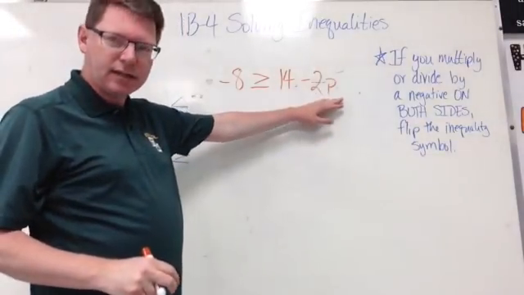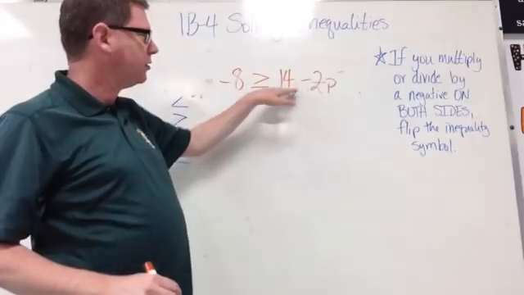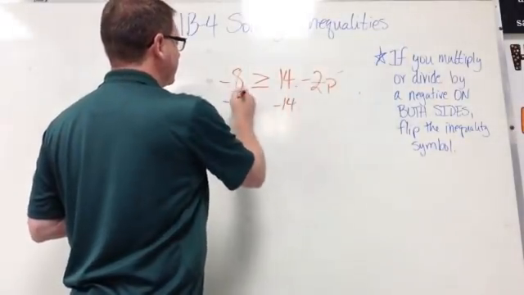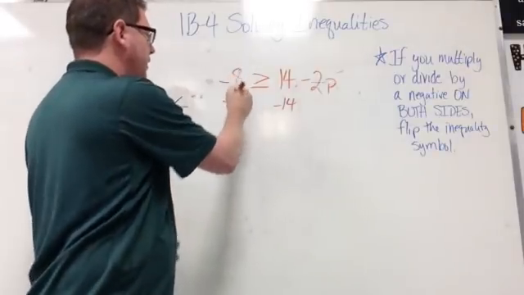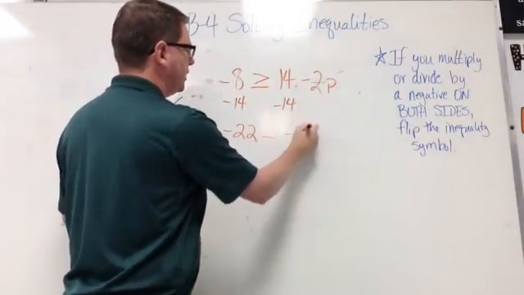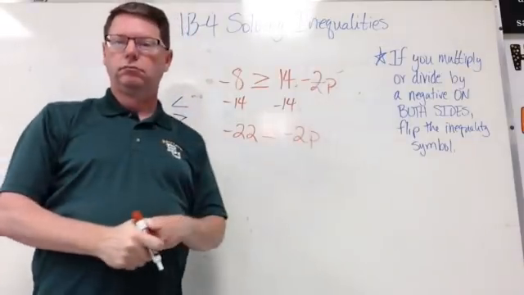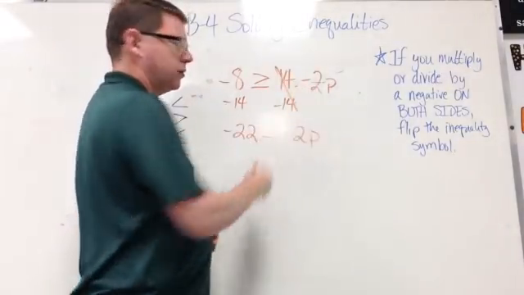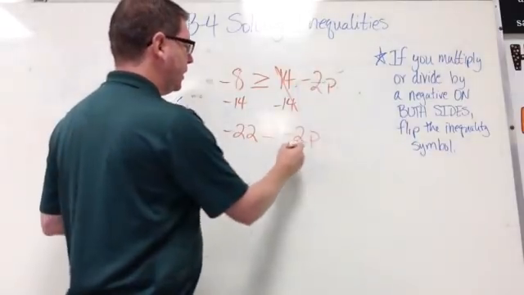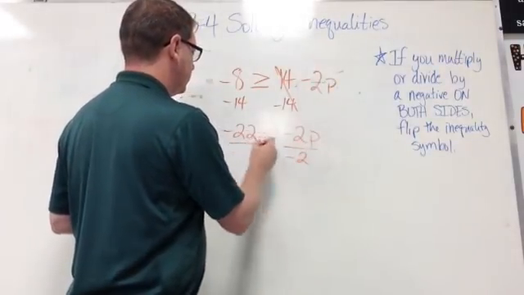Because I'm trying to get p by itself, I can't start with the 2, so I've got to start with the 14. So I'm going to subtract 14 from both sides. Well, -8 minus 14 is -22, is greater than or equal to -2p. Because, you know, those games lie. Well, now I've got to divide both sides by -2.